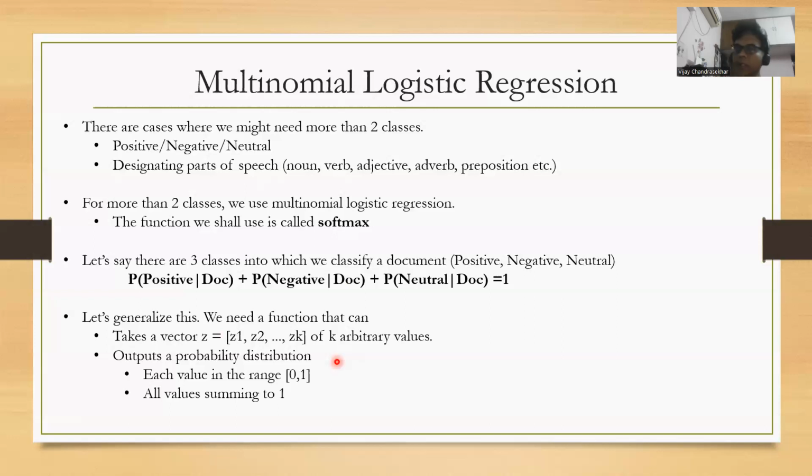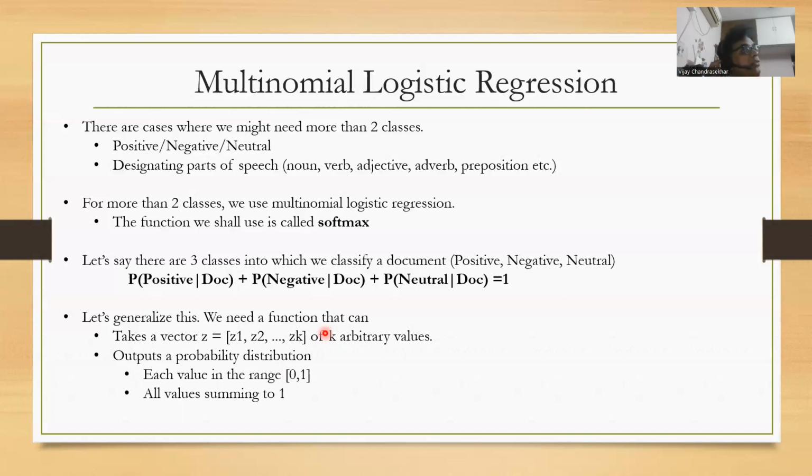Now, one thing is evident. Since it's a probability distribution, the probability of Z1 given the document or given the sentence, whatever it is, should be between 0 and 1. That's evident. Likewise, the same logic applies to Z2, Z3, all the way up to ZK. And all values, when you sum them up, should be equal to 1. All right, I think that's evident. No rocket science there. Now, what is that nice looking function that will help us do that?